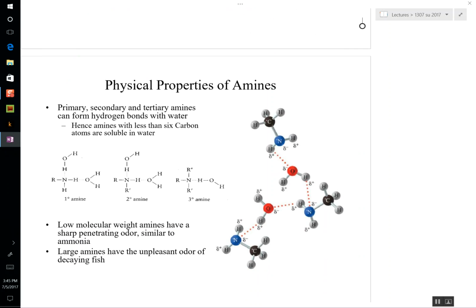All right, so there is some solubility in water. You introduce a water molecule, the hydrogen on the water can hydrogen bond to the nitrogen, and the oxygen can hydrogen bond to the hydrogen on the nitrogen. So there is some solubility in water. When things are polar, boiling points go up, solubility in water goes up.